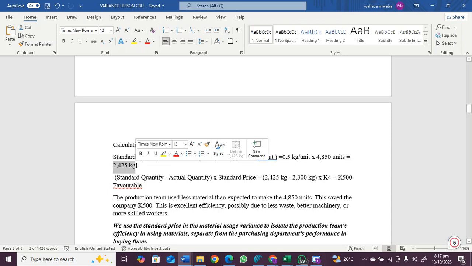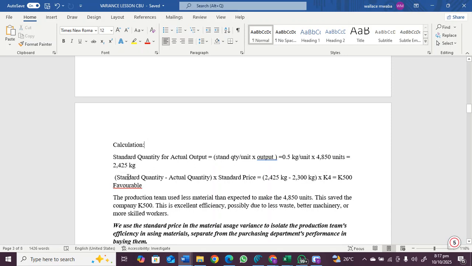We get 2,425. So according to our standard cost card, we were supposed to use 2,425 kg. But in actuality, we used 2,300. So it's like we used more. Or we used less actually, yeah, because the actual quantity is 2,300. So we used less, okay? Because we're expected to use 2,425, but we used 2,300.